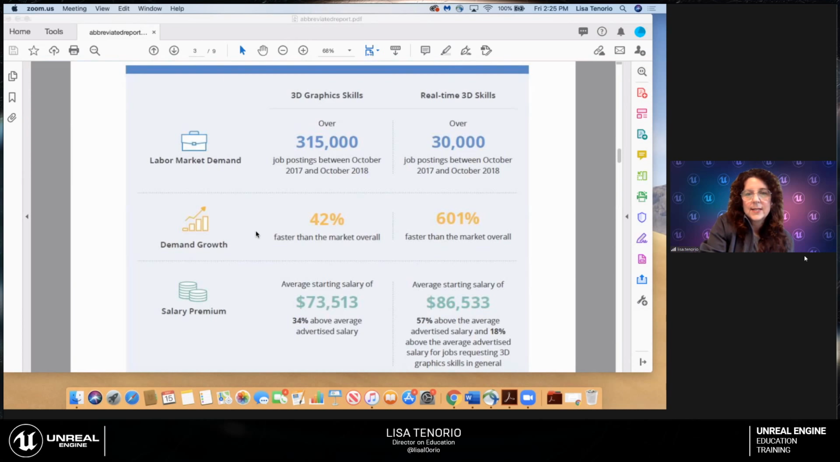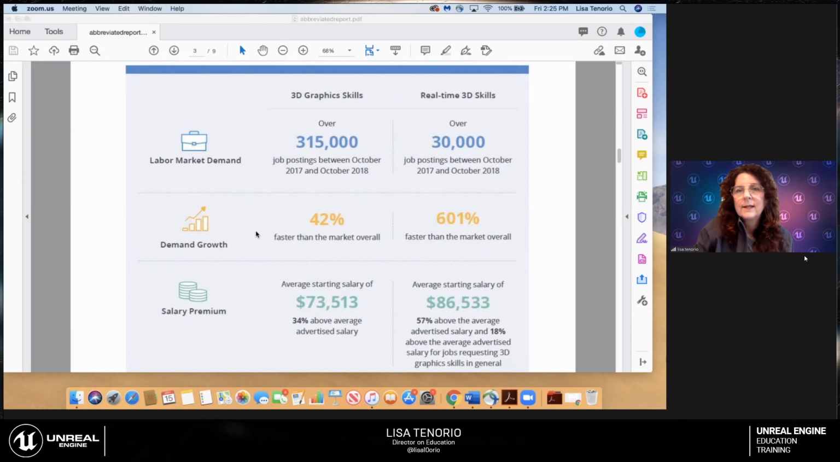And then, as I said, they can project forward based on the historical job data. So looking at 3D graphics, those jobs are growing 42% faster than the job market overall, which is very healthy growth. So 3D graphics as a whole is a really healthy industry.